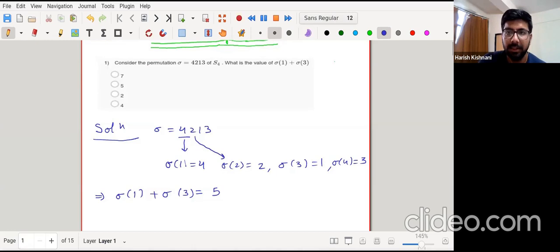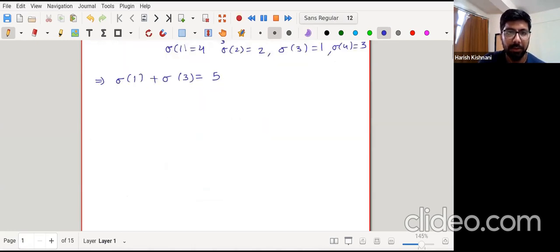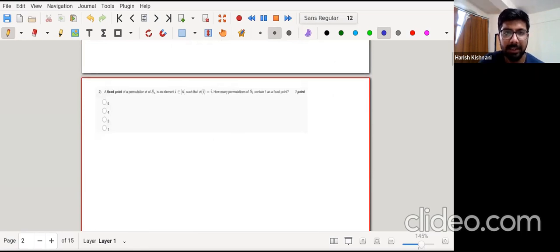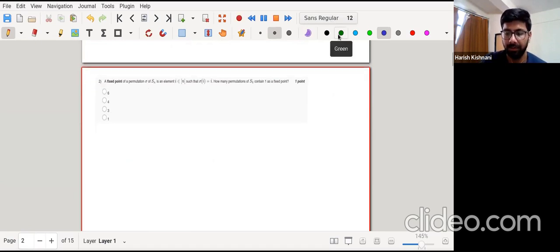Okay, so let's go to the second question. It says that a fixed point of a permutation in Sn is an element i belonging to the set N such that sigma of i is equal to i. How many permutations of S4 contain 1 as a fixed point? So a fixed point is nothing but a point which is fixed by a permutation, meaning it is not moved anywhere else. So we need to find all permutations of S4 such that 1 is fixed.